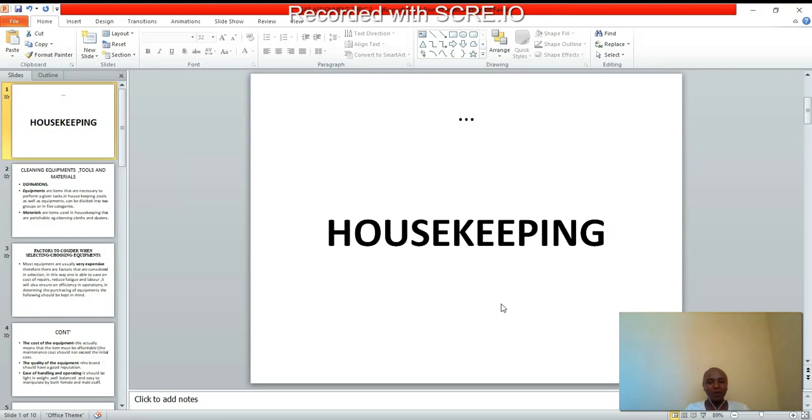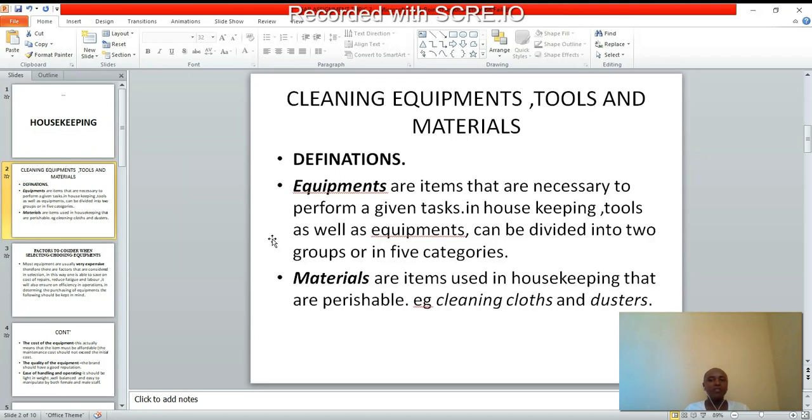My name is Darina Kyo, and today I'm going to take you through the unit housekeeping, and the subtopic under that is cleaning equipment, tools, and materials. Under that, we are going to do definitions of terms, and we are going to define two terms. Term number one is equipment, and term number two is materials.